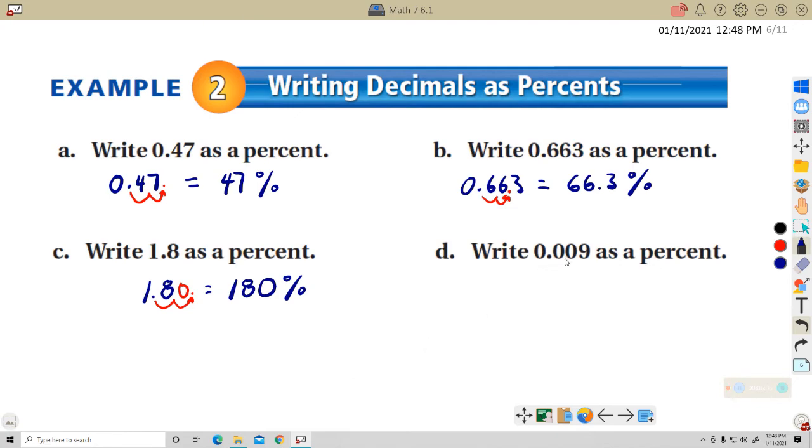Oh, look at this one, 0.009. Again, I'm going to move my decimal point 2 spaces to the right. Now it's in front of the 9, so it's going to be 0.9%.